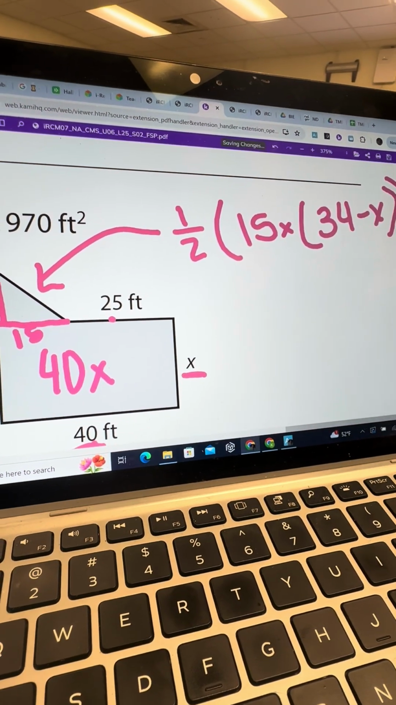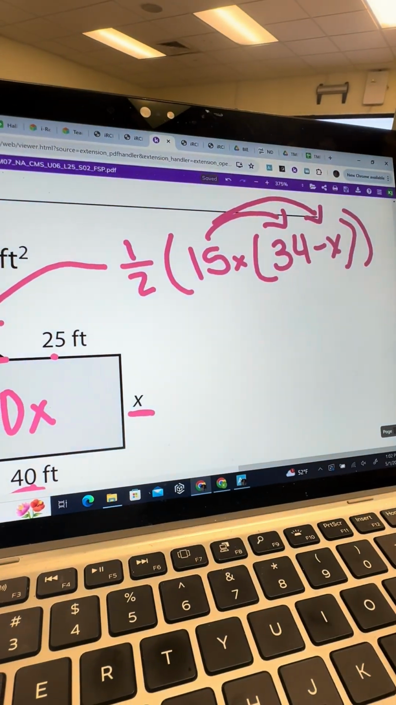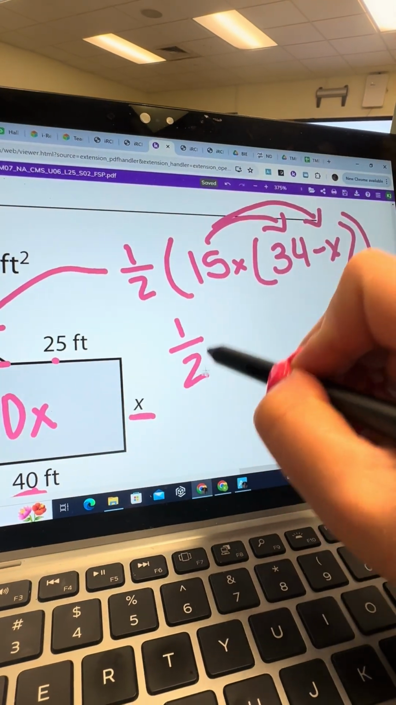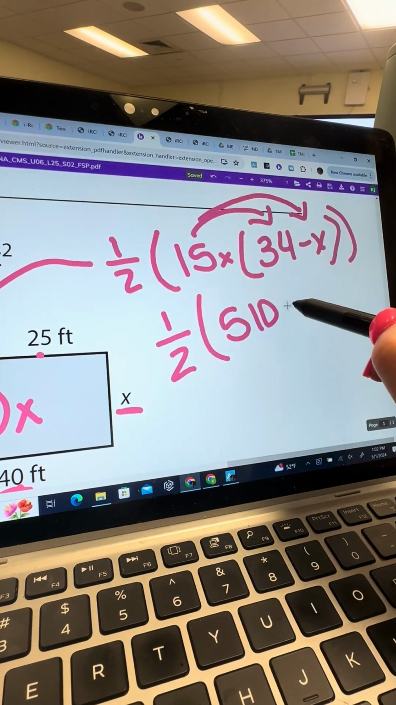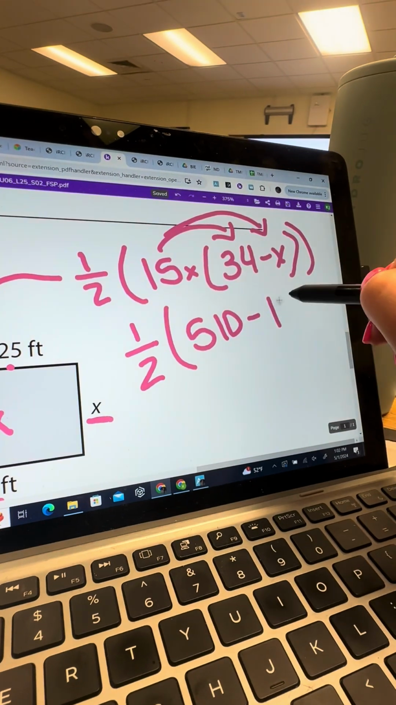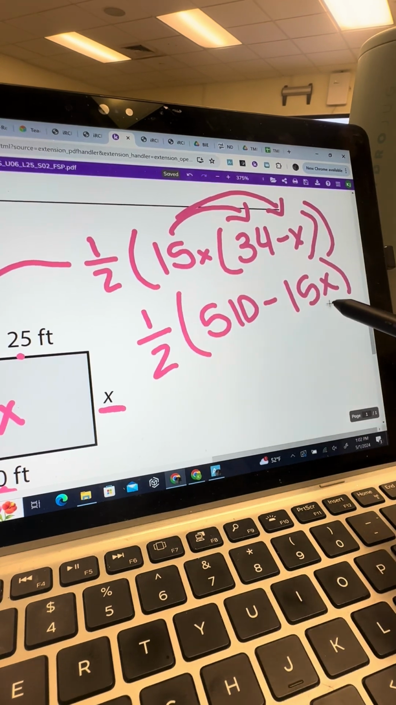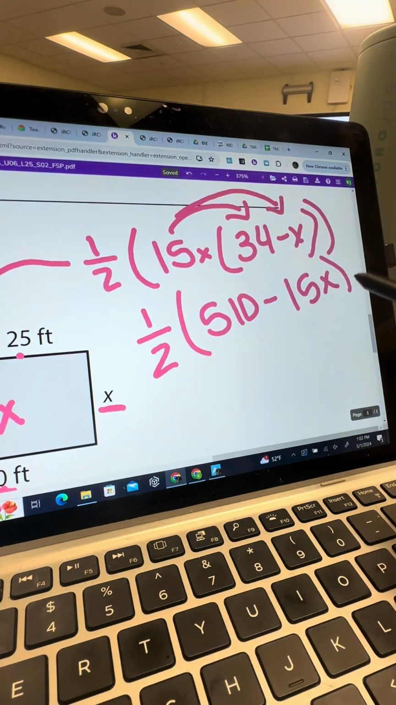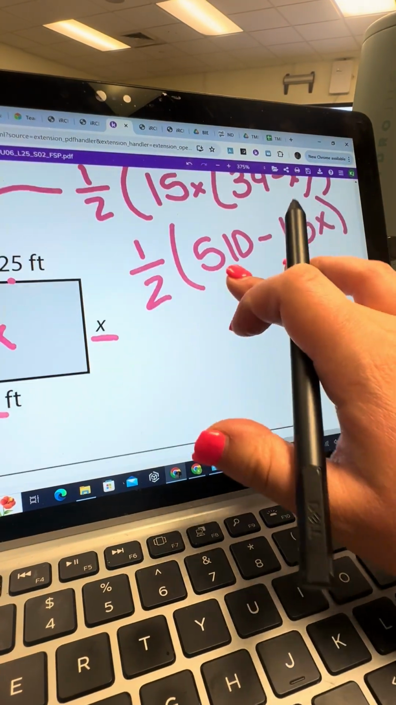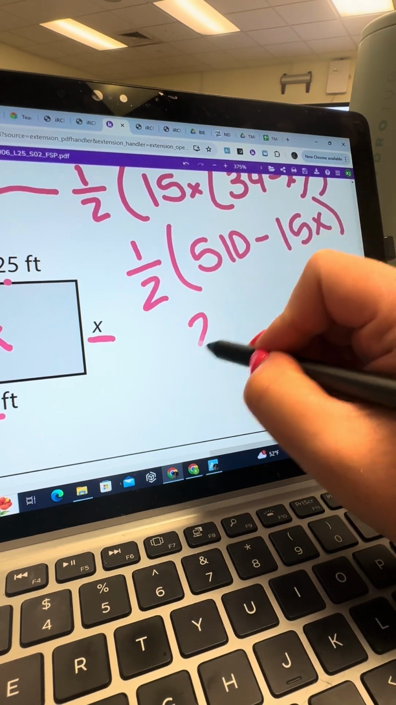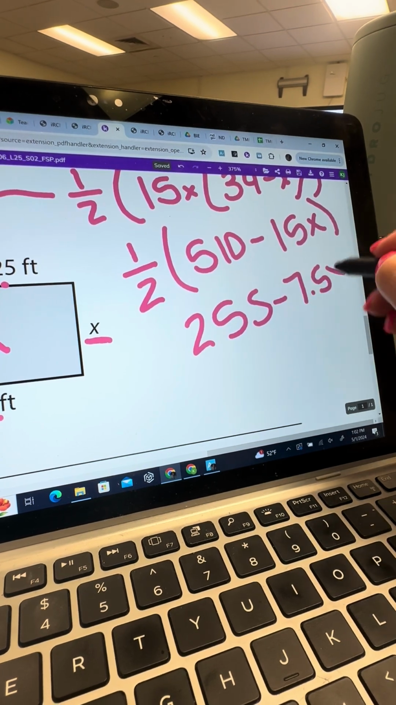Okay, and then we can distribute this 15 into these two. That would be the first step. So I'm going to rewrite this 1/2 because we didn't do anything with it yet. 15 times 34 is 510. And then minus 15 times x, which should just be 15x. So now that we have this, we can divide all of these by 2, because times 1/2 is just divided by 2. So 510 divided by 2 is 255, minus half of 15x is 7.5x.